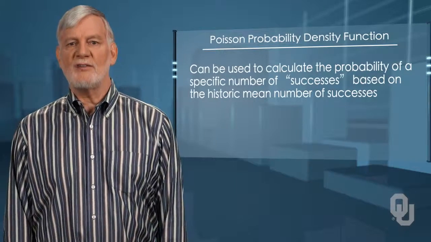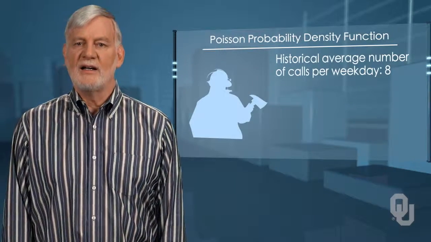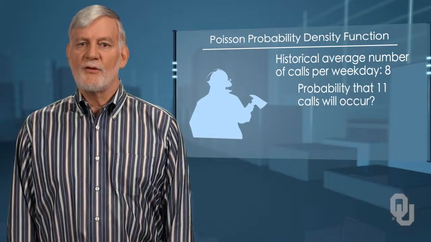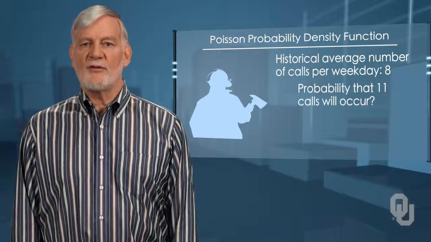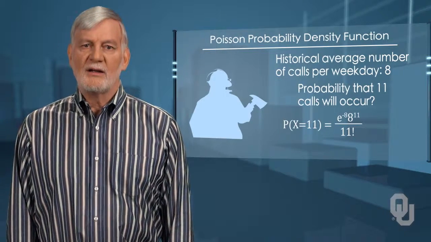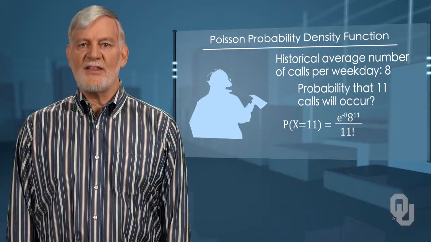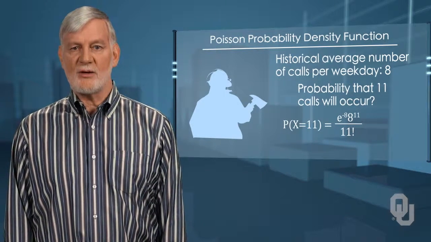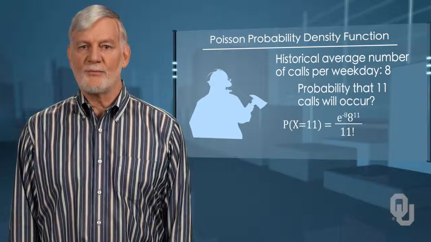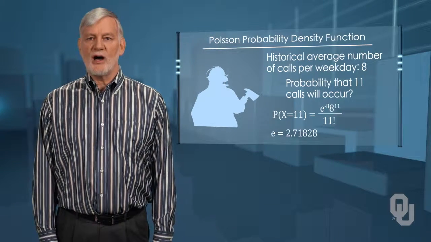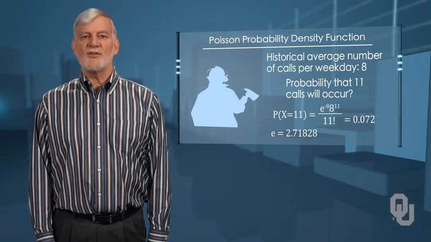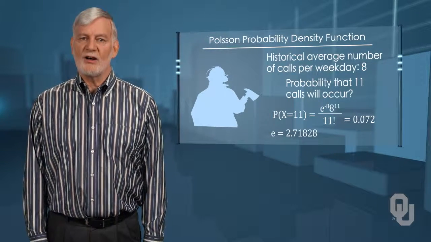Imagine that the historic number of telephone calls to a fire station on a weekday is 8. What is the probability that 11 calls will come in on a weekday? For example, we can fill in the terms of the formula as follows. We write the probability that x is 11 equals e raised to the negative 8th power times 8, the historic average number of calls, raised to the 11th power, all divided by 11 factorial. Remembering that e is the base of the natural logarithm, equal to 2.71828, we find the probability is 0.072 that the fire station will get 11 calls.